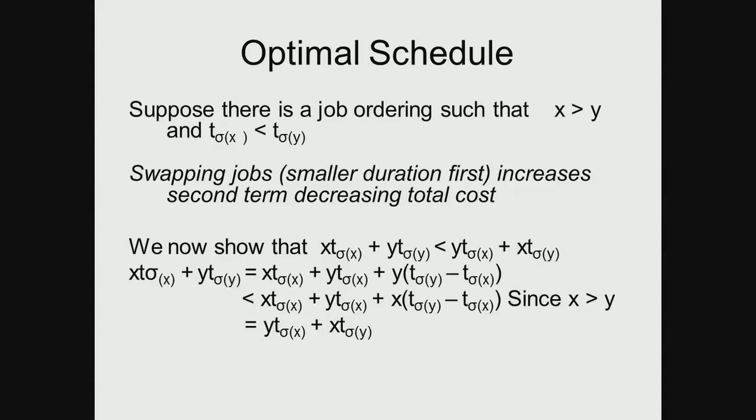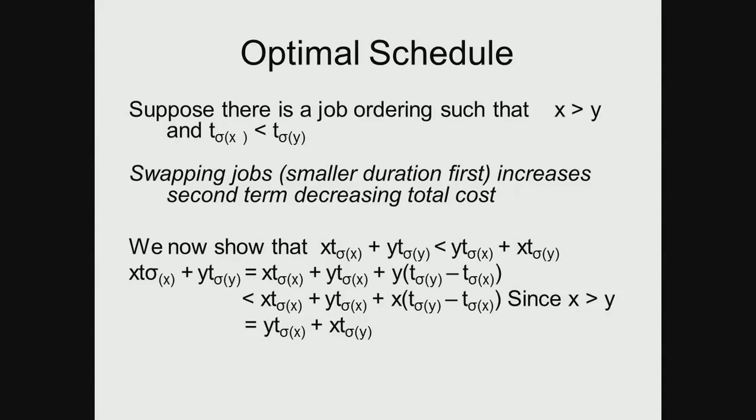So, let us see a property of an optimal schedule. Let us imagine a schedule sigma and let us assume that there is an index x which is more than an index y, but the processing time for the job which is scheduled as sigma of x is smaller than the processing time of the job scheduled as sigma of y. In other words, sigma of y is scheduled earlier than sigma of x, but the processing time of sigma of y is larger than the processing time of sigma of x.